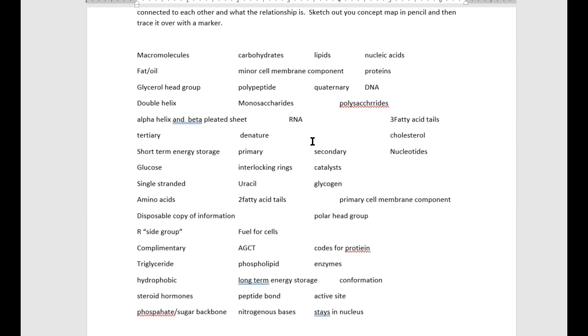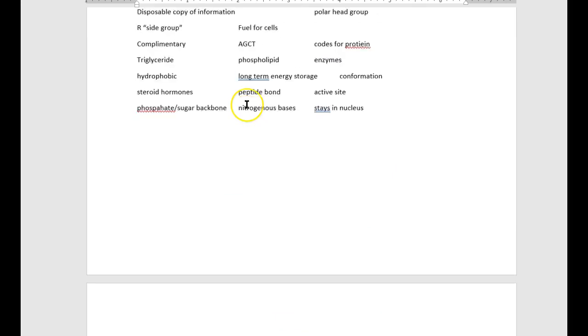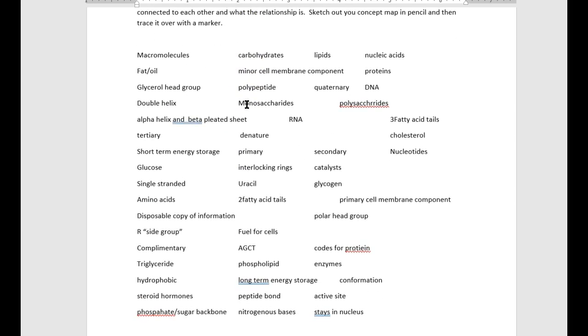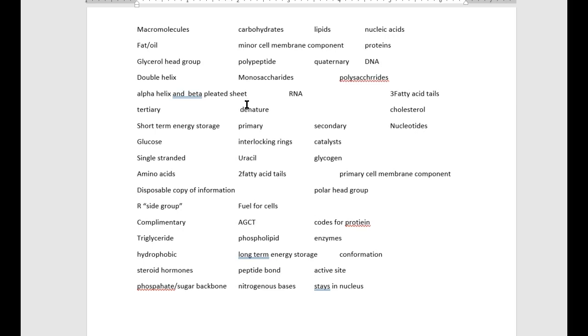The first thing you want to remember is that our central term is macromolecules. They're all going to be connected to that in some way. And then you're going to have four different kinds of macromolecules: your carbohydrates, your nucleic acids, your proteins, and your lipids. What I would suggest you do is, you can use multiple colors or just pick one color for all of this.